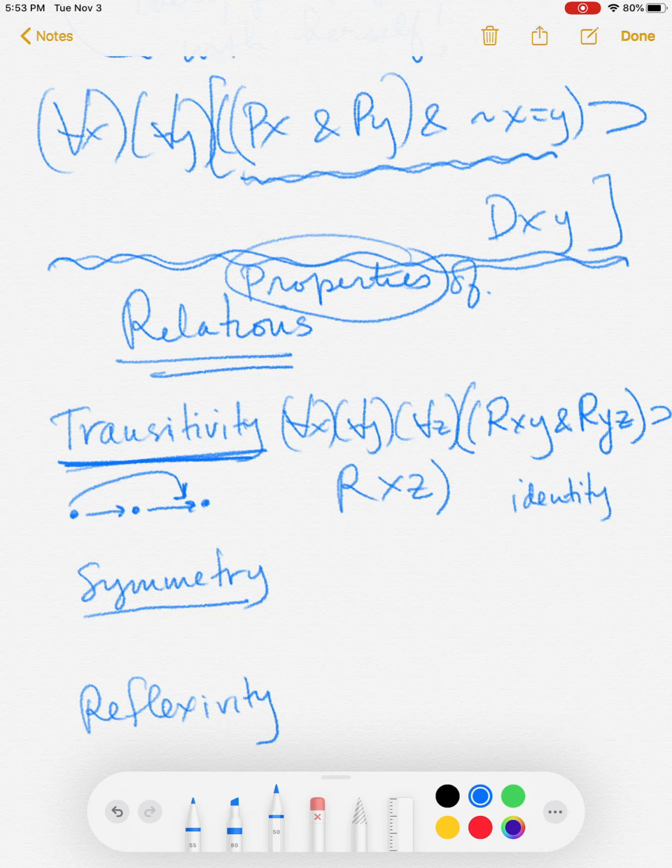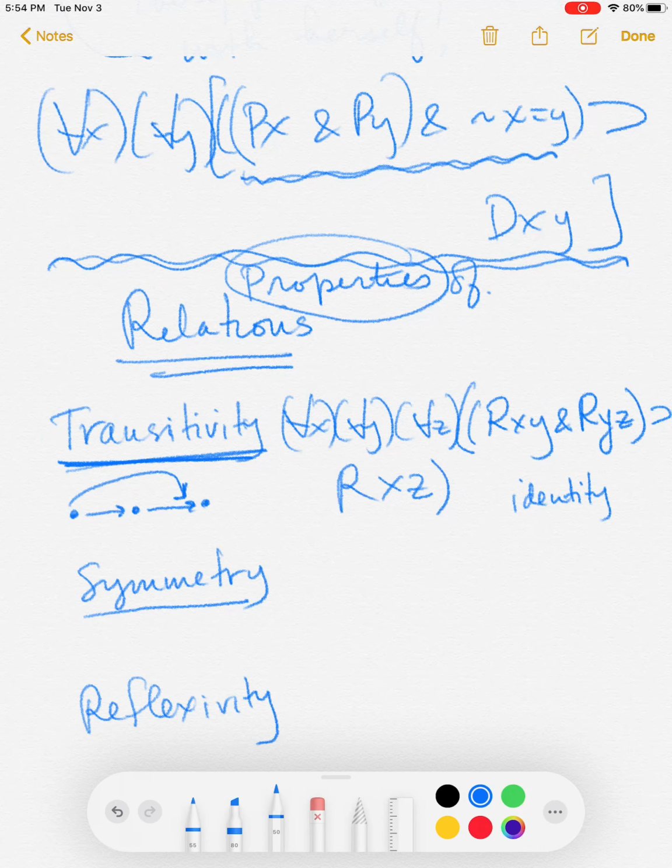If we were together, I would ask you for some examples. Bigger than, happier than, larger than, older than, all of those linear relations are transitive. If I'm older than you and you're older than somebody else, then I'm older than that somebody else, right? So these are transitive relations.